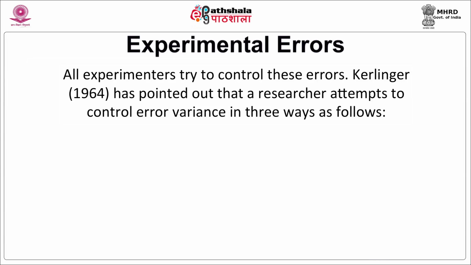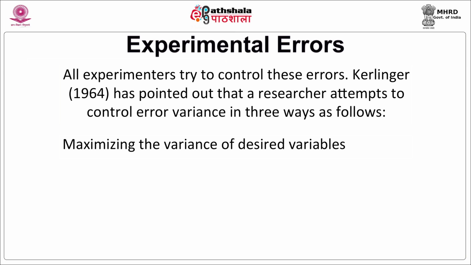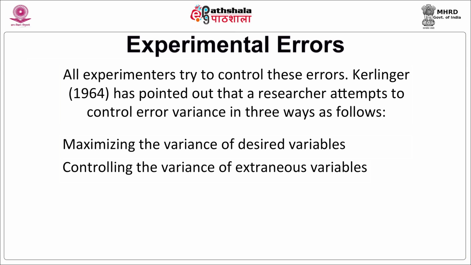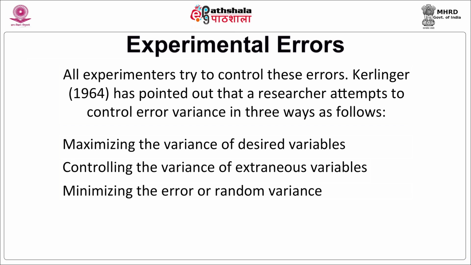Systematic error. Despite taking preventive measures, some other external factors with no direct connection with the study may also affect the experiment. All experimenters try to control these errors. Kerlinger in 1964 has pointed out that a researcher attempts to control error variance in three ways as follows: maximizing the variance of desired variables, controlling the variance of extraneous variables, and minimizing the error or random variance.